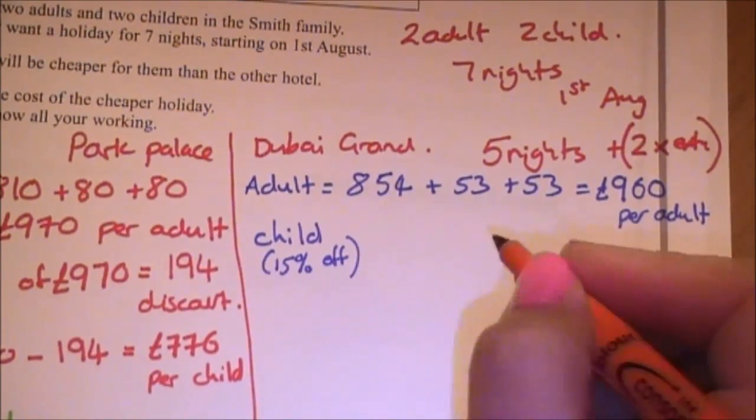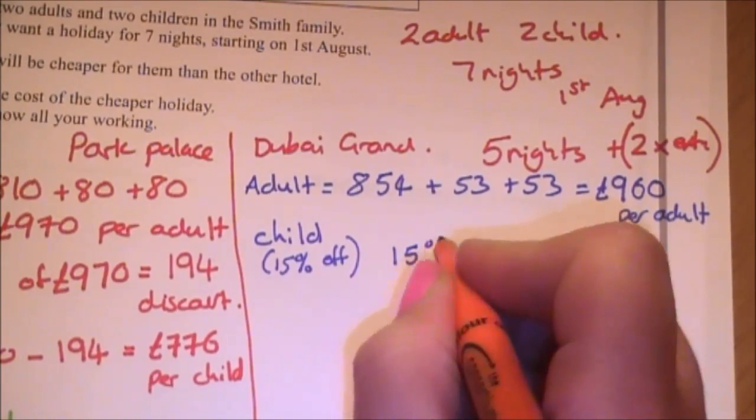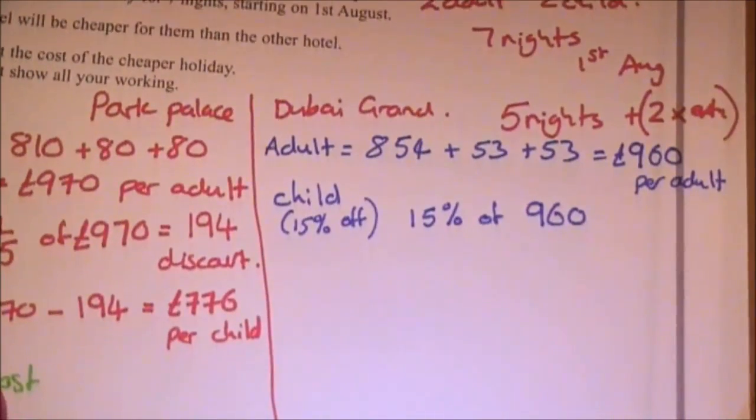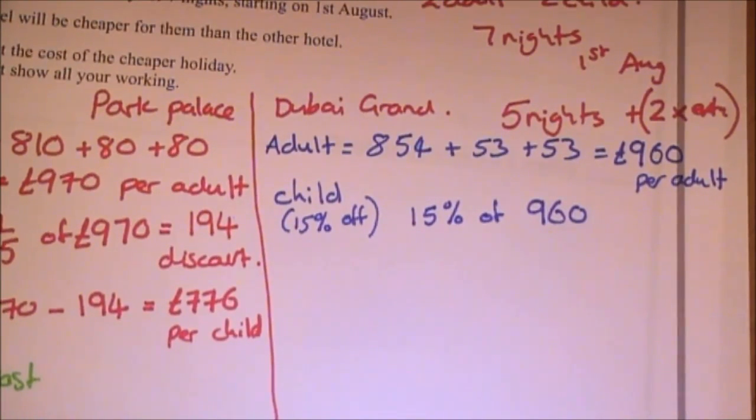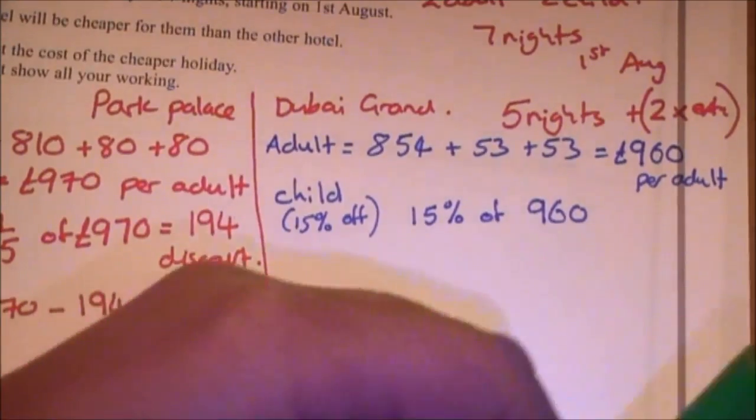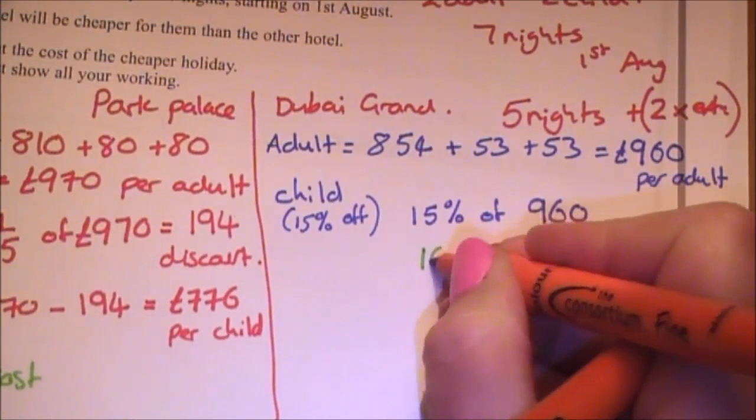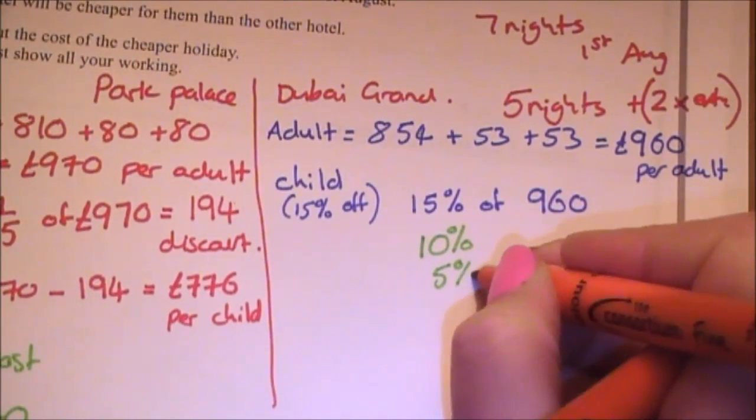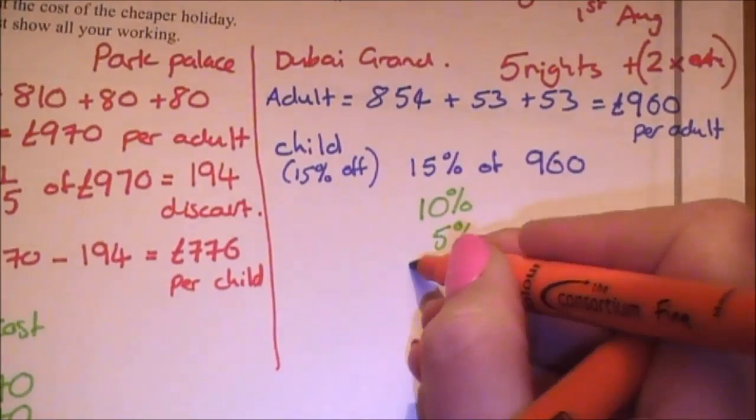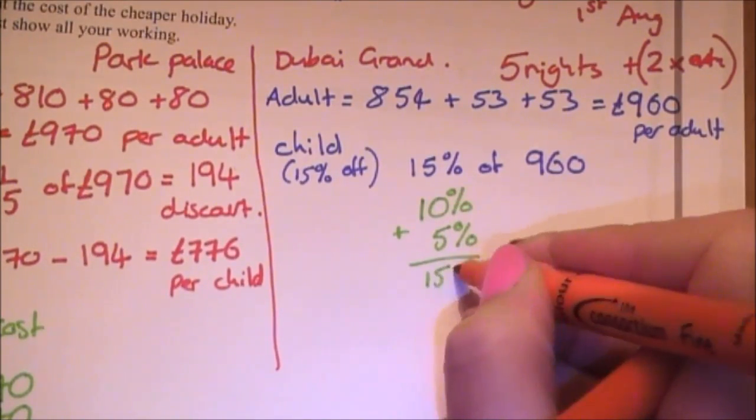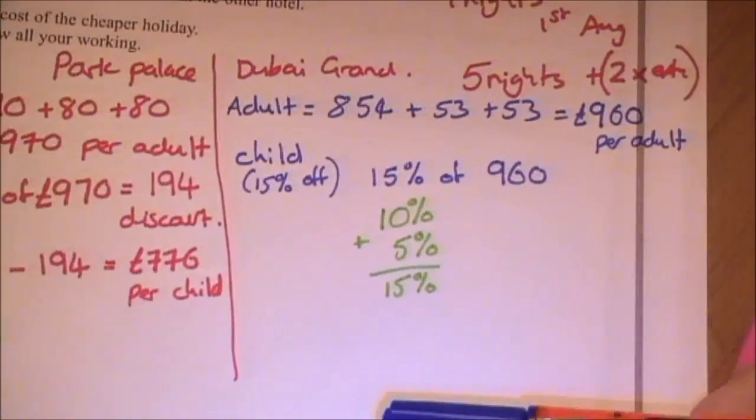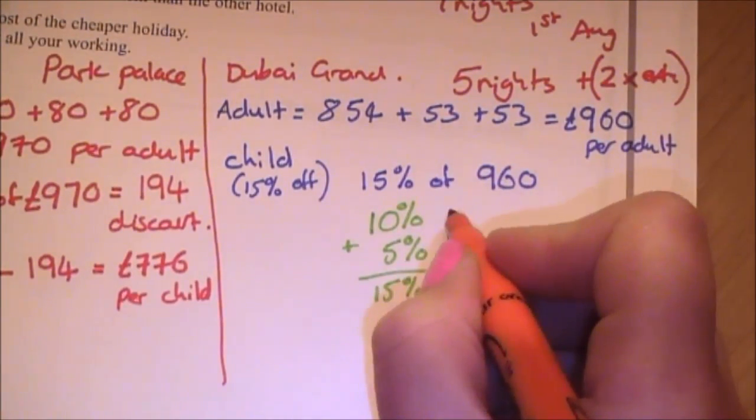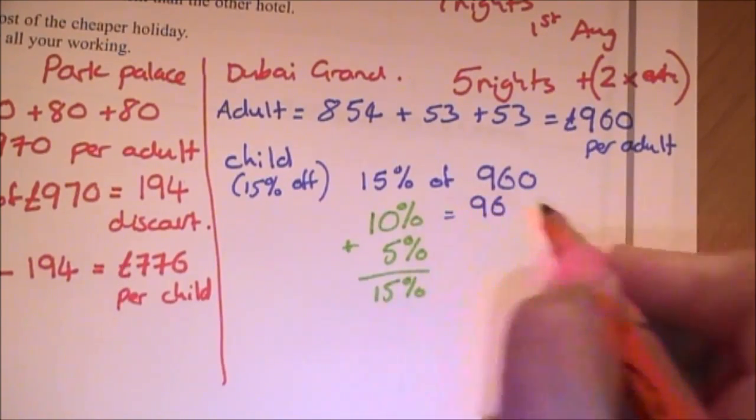So the first thing I've got to do here is actually find 15% of 960. Because this is a non-calc paper, I need to be quite slick about how I get this, and I'm going to get there by finding 10% and by finding 5%, and then I'm going to add them both together to give me 15%. So 10% of 960 is 96, because you divide by 10.